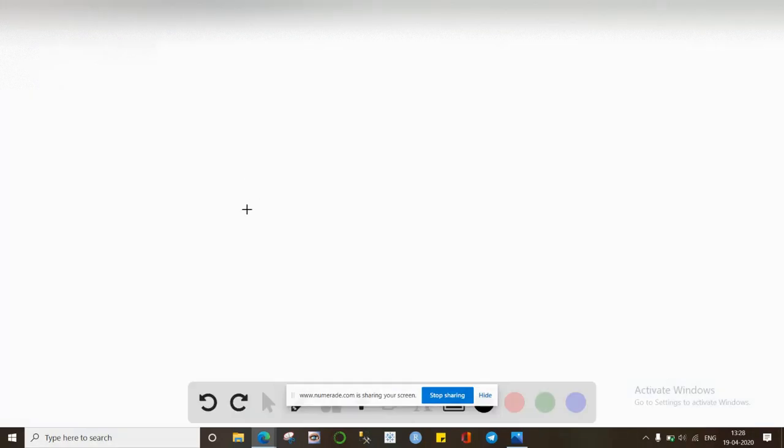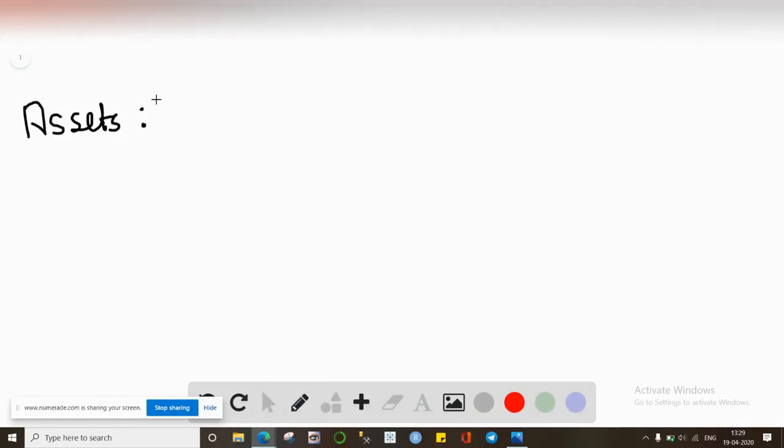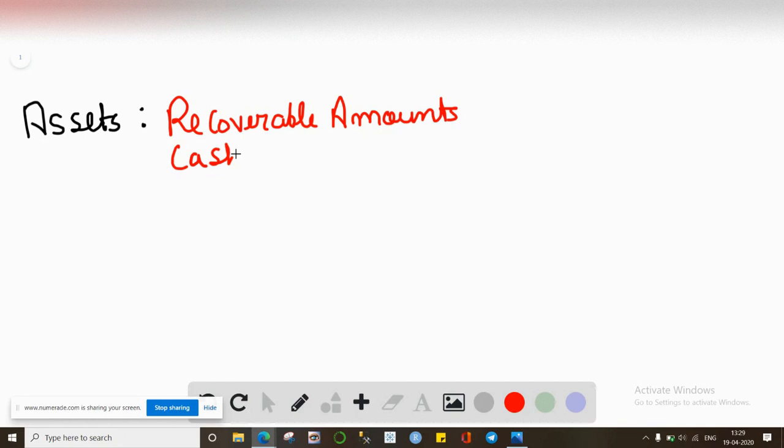Okay, so let's start the solution. First of all, I will state the five types of accounts we have throughout accounting as a subject. So what are the assets? These are the recoverable amounts, plus cash, plus inventory.